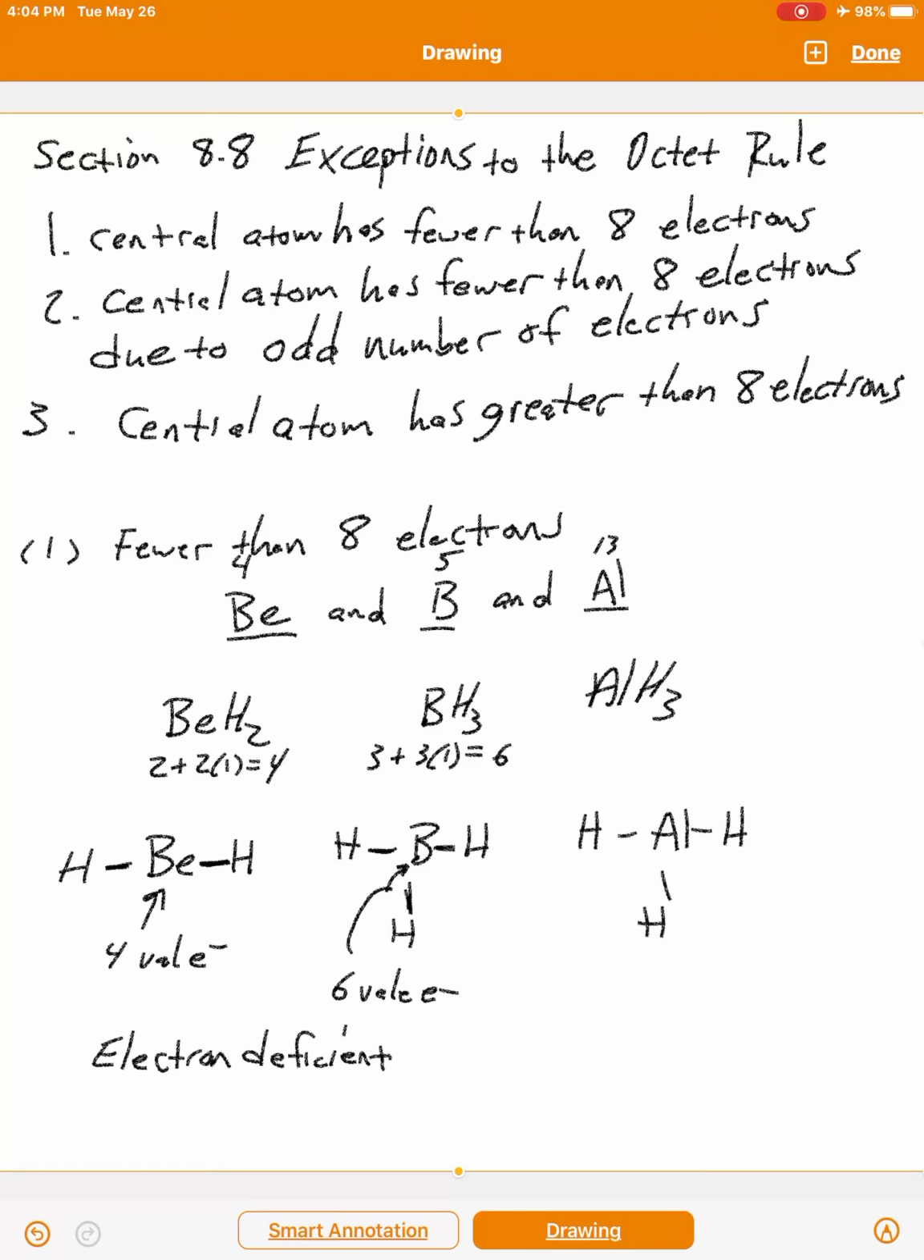And we can see the same thing with aluminum. Aluminum is in the same column, the same family as boron. It's in column 3A, so it also has 3 valence electrons. So again, 2, 4, 6, we only have 6 valence electrons on that aluminum. So these are examples of what we would call electron deficient structures. It appears as though those 3 elements can form Lewis structures with fewer than 8 electrons.